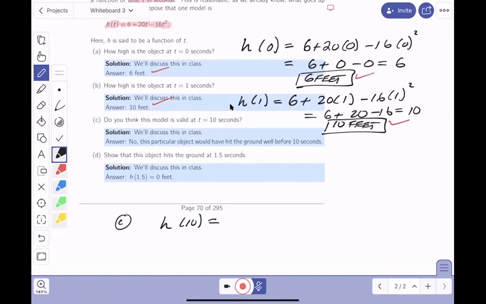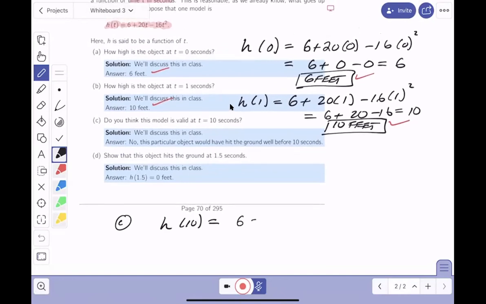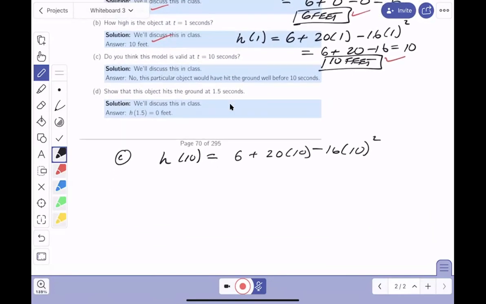Again, if you can't remember the function, you look at it again. So it's 6, parenthesize the variable, plug in its value. And again, we'll explicitly state why it's not reasonable. This is going to be 6 plus 200 minus, this would be 1600, right?